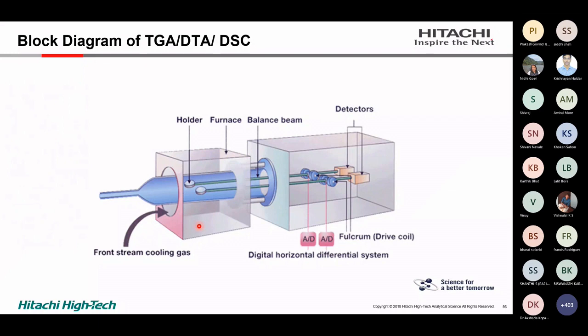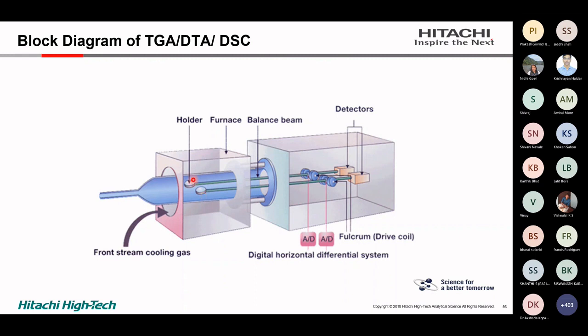So how does the TGA work? Of course, this is the Hitachi diagram. The principle remains more or less the same except for horizontal design and vertical design. You have a furnace shown on the left-hand side, and a balance mechanism called an ultra micro balance. You can see here, this is the dual beam technology. The sample is kept in one holder, and the reference holder is always an empty crucible in the case of TGA.